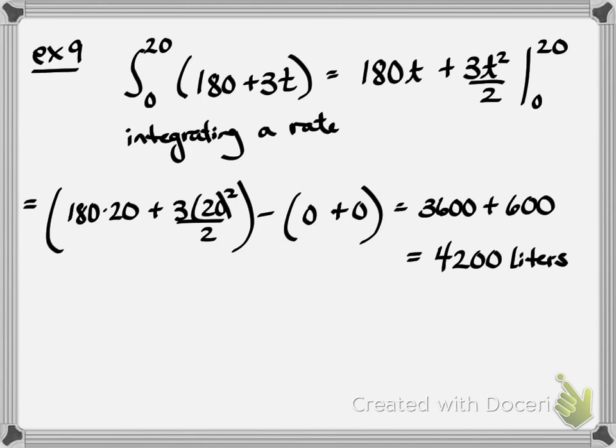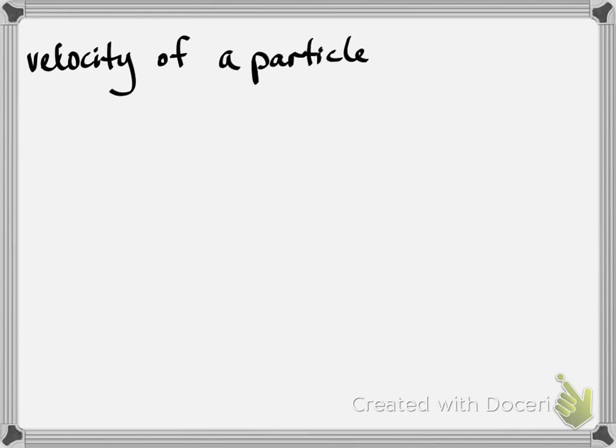Okay. And then at the very bottom of the page, it says another way to illustrate the net change theorem is to examine the velocity of a particle moving along a straight line.